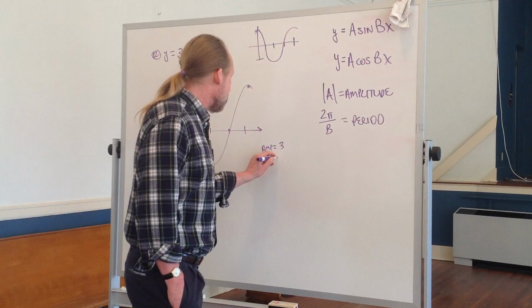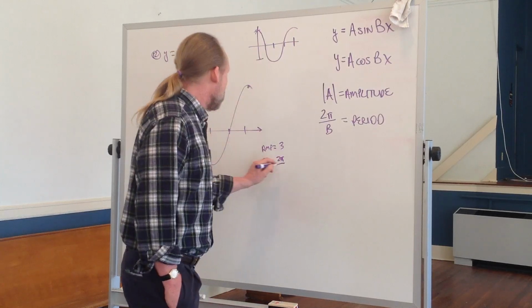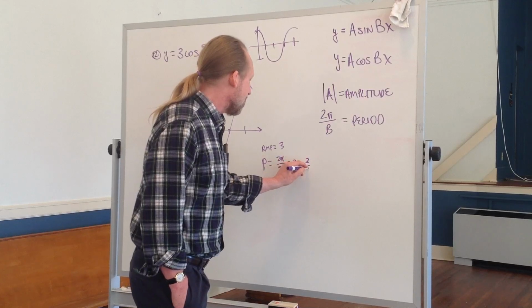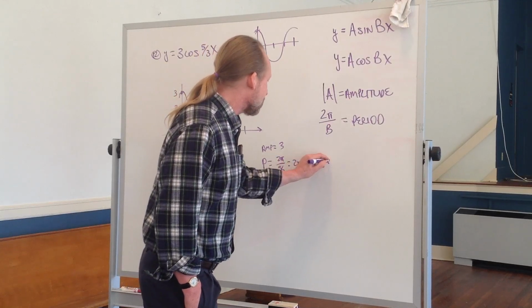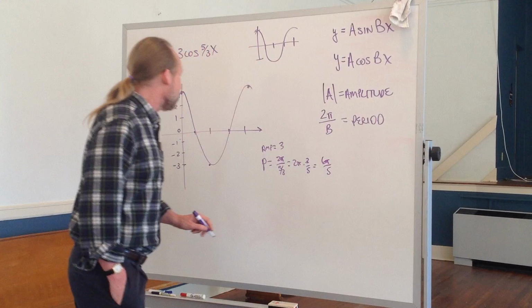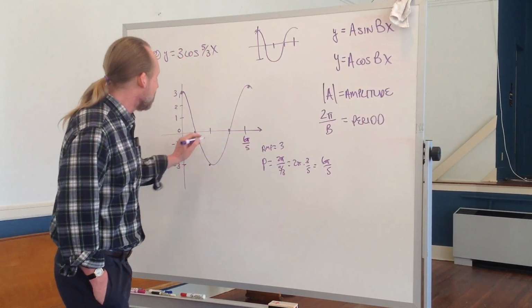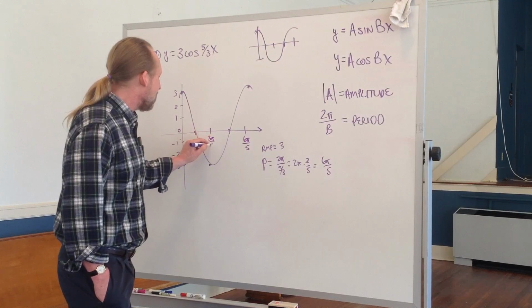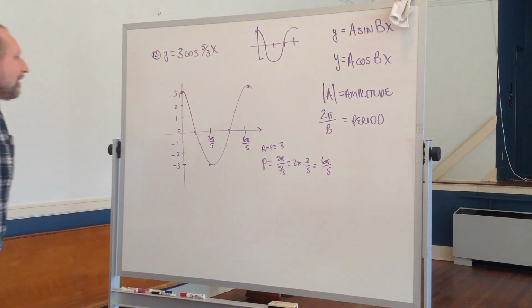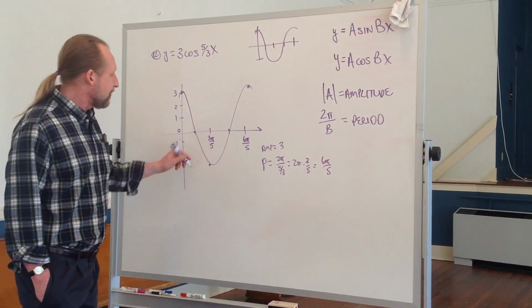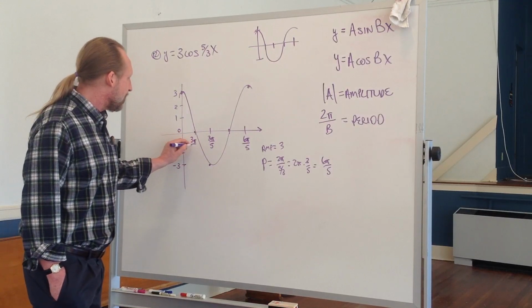So our period here is going to be 2 pi divided by 5/3. So that's 2 pi times 3/5, which is 6 pi over 5. All right, so that's this point right here, 6 pi over 5. Half of that is 3 pi over 5, right? And then, to cut this in half, you double the denominator. This is 3 pi over 10.